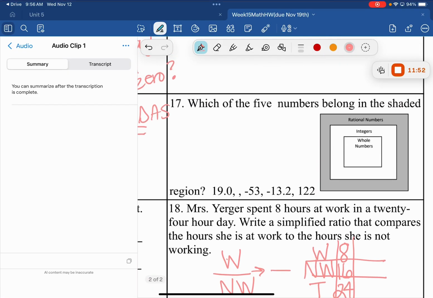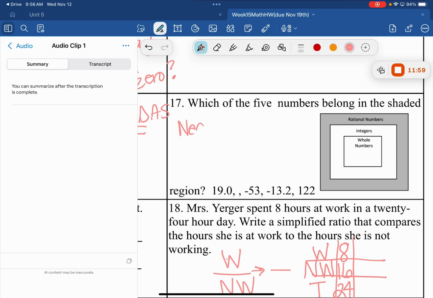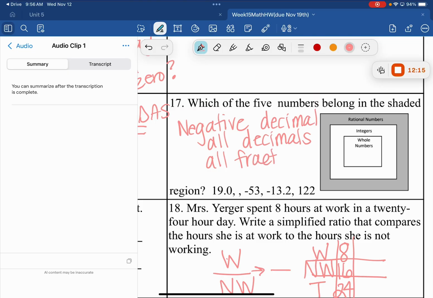All right, which of the 5 numbers belongs in the shaded group? Okay, so the shaded group are rational numbers. Rational numbers are like negative decimals. All decimals, actually. All fractions. They're all the gross numbers. That's what rational numbers are. Now, I'll tell you right now that 19 is not one of them. They just have that decimal on there, but it would be fine if it was just 19. So 19 is not an option.